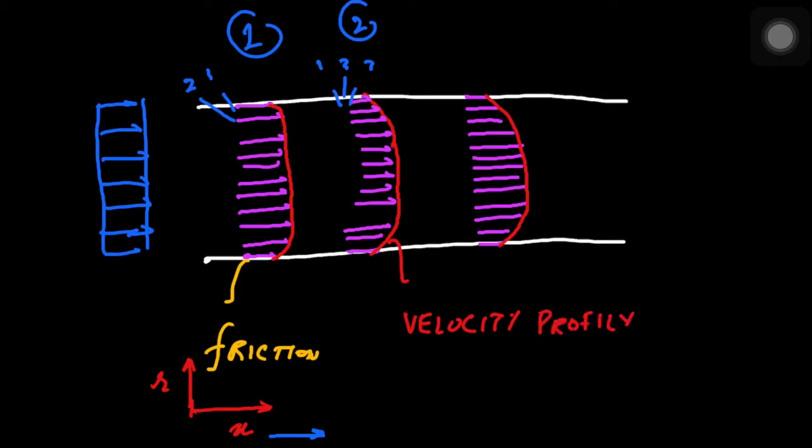Now what we want to say is that at this point the frictional effects were present, but above this point, if we look at this point, the velocity is the same. It means that the frictional effects were not present. And if we look here, the frictional effects are present below this point. Above this point, the frictional effects are not present. Same goes here as well.